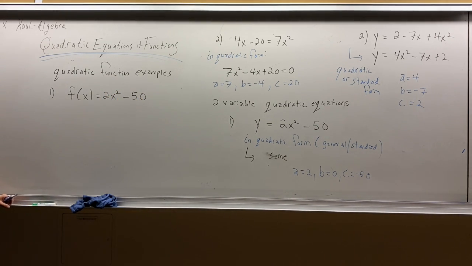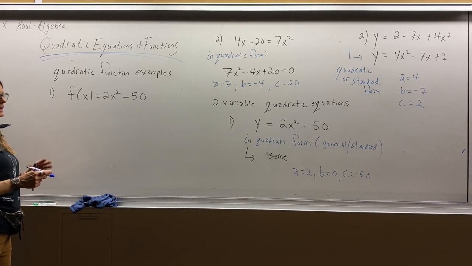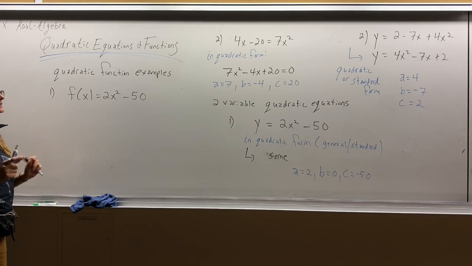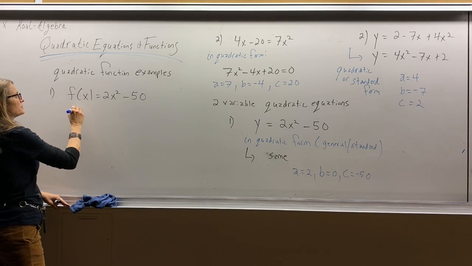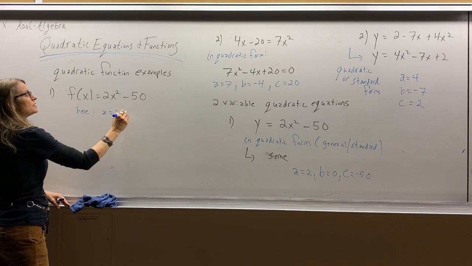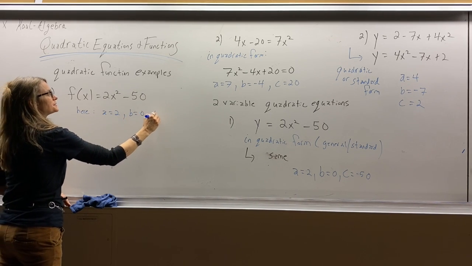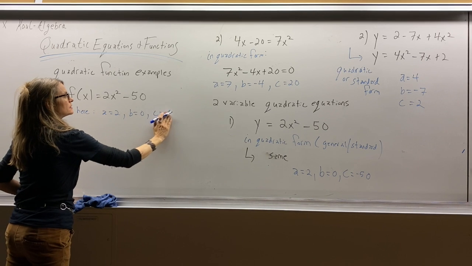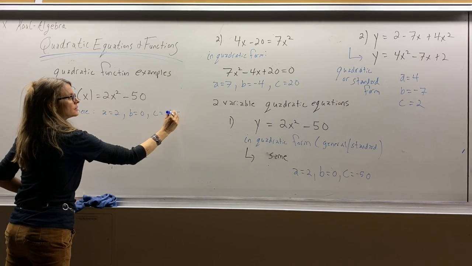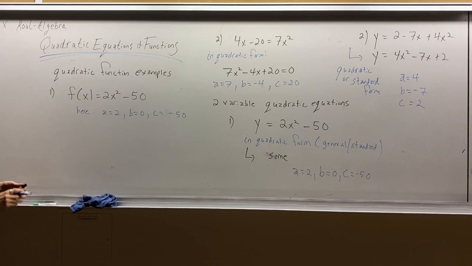And the only difference now is we're calling this a function. It means something. It means it's going to pass the vertical line test. But all things are exactly the same as far as the identification of the coefficients, the A, B, and C. So here, A equals 2, B equals 0, and C equals minus 50 again.